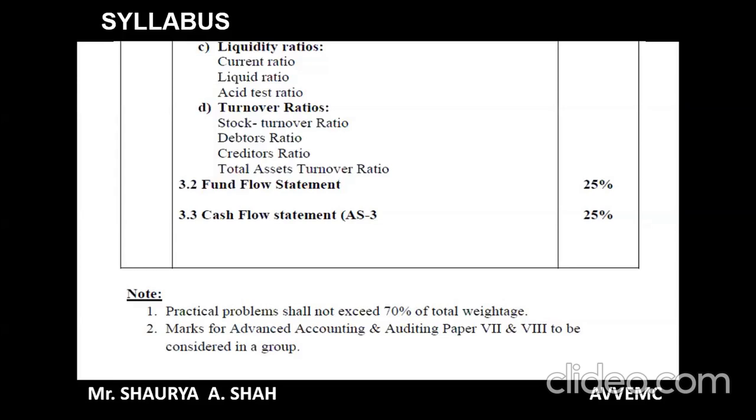So in all, in your syllabus, you have two theory chapters. Again, I repeat, management accounting and financial statements. And three practical chapters: ratio analysis, fund flow statement, and cash flow statement. Right? Here, friends, note that your marks for cost and corporate, the marks for advanced accounting and auditing, paper 6 and paper 5, will be added together in a combined group marks. This is a compulsory accountancy subject that you need to practice. I hope each and everyone has a very clear overview of the entire syllabus in your mind.